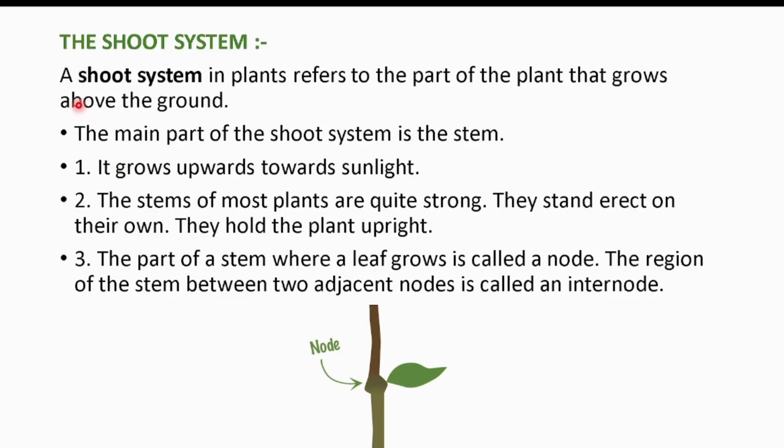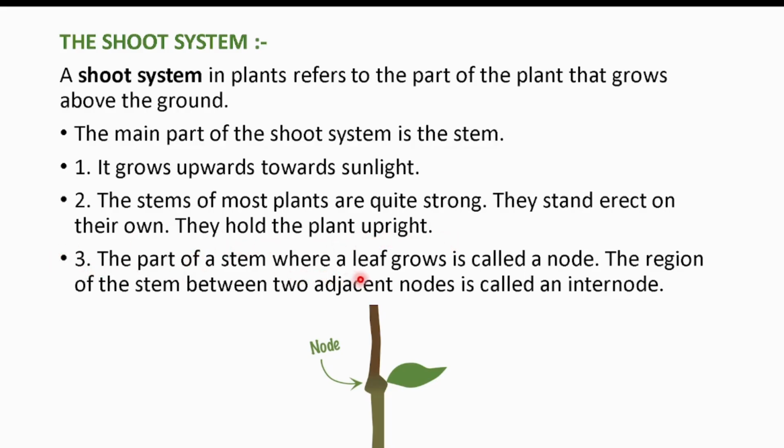The shoot system. A shoot system in plants refer to the part of the plant that grows above the ground. The main part of the shoot system is the stem. It grows upward towards sunlight. The stem of most plants are quite strong. They stand erect on their own. They hold the plant upright.